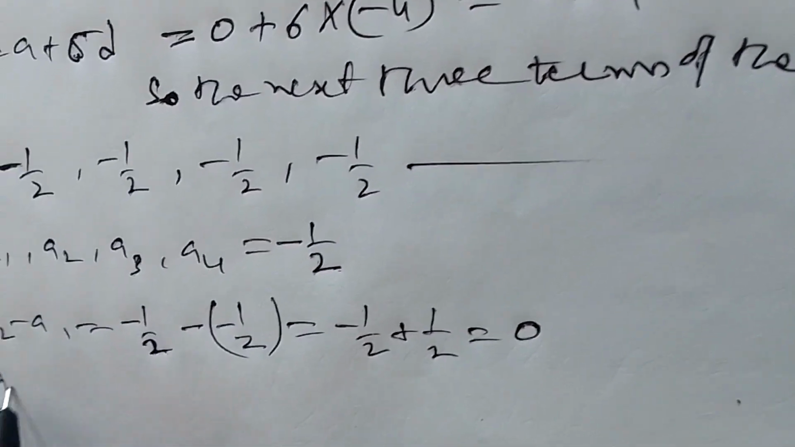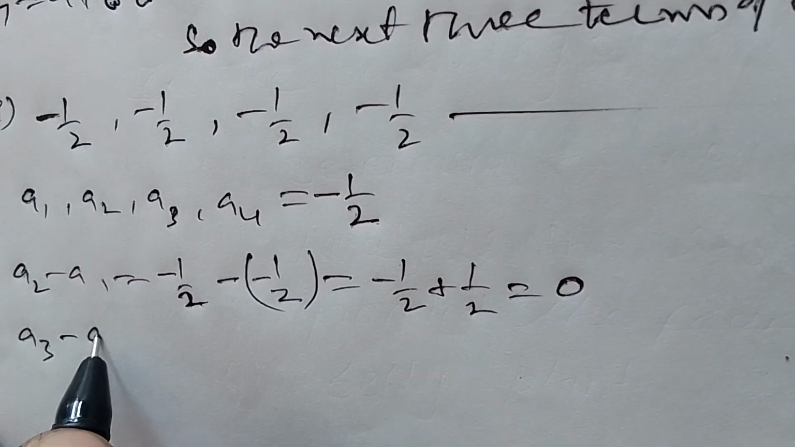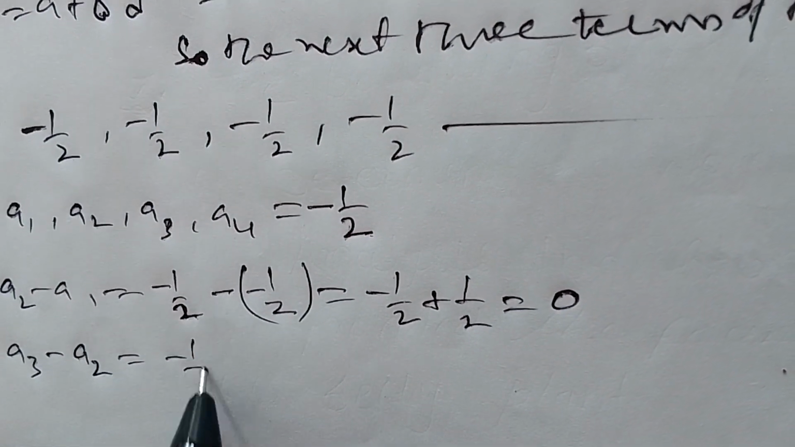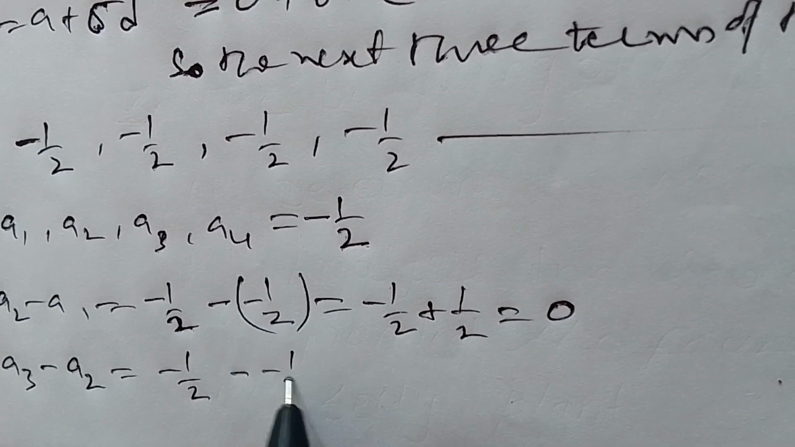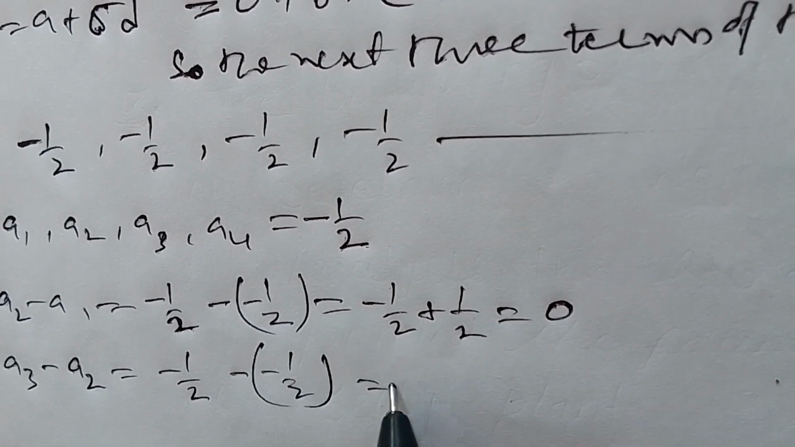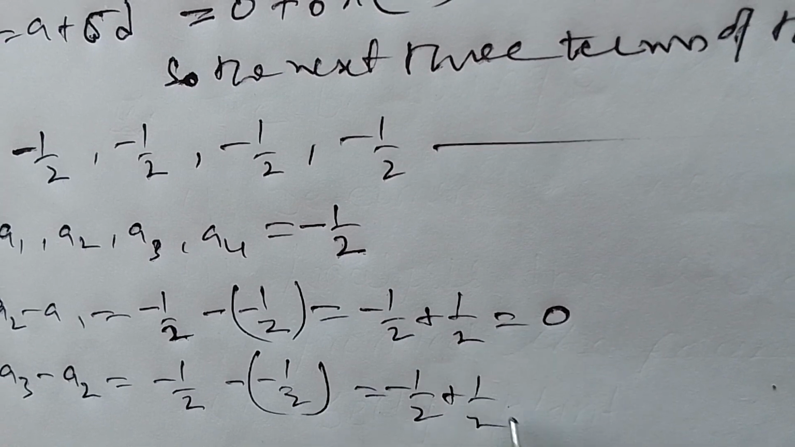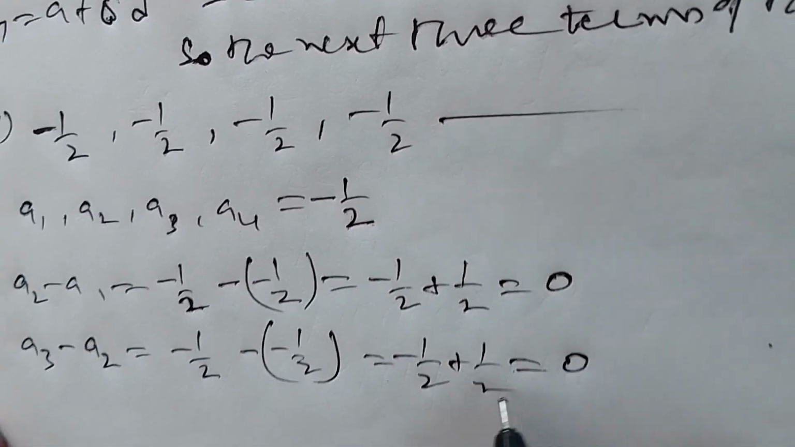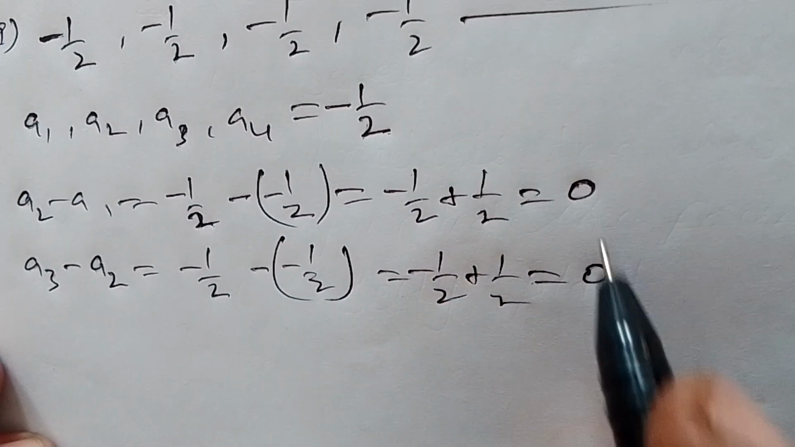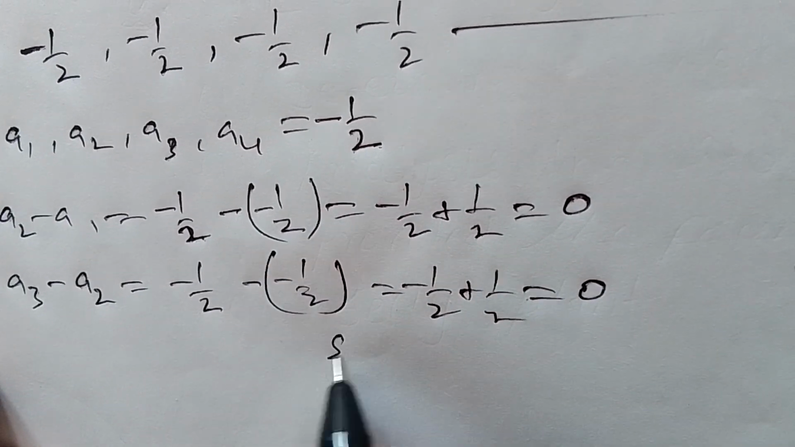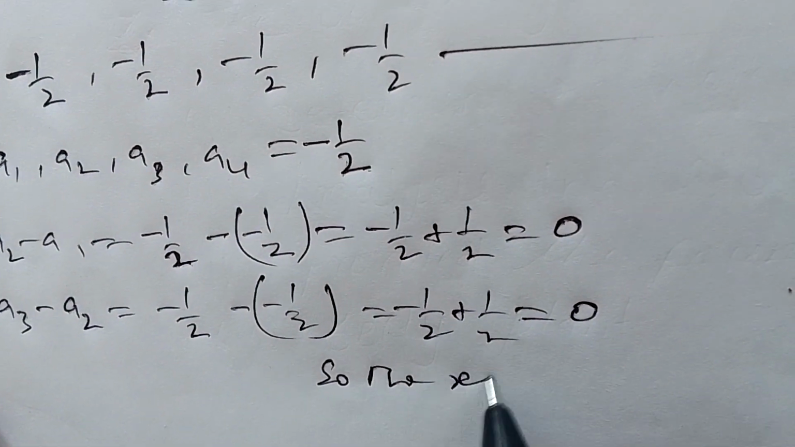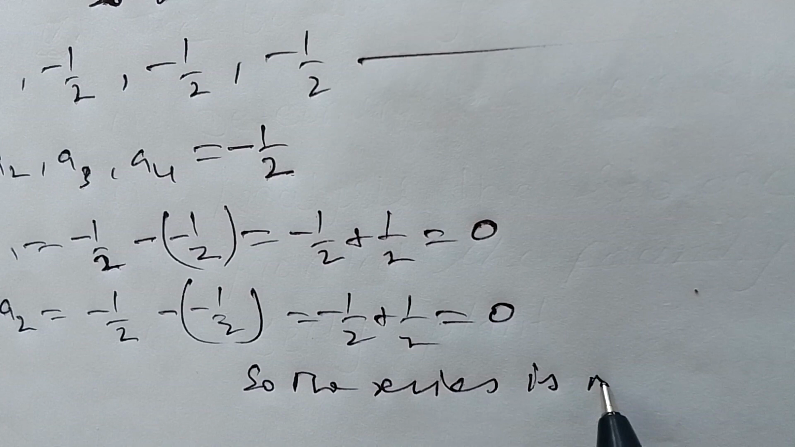Then A3 minus A2 is minus half minus half, which comes out to be minus half plus half, that is 0. Since the common difference comes out to be constant, the series is in AP.